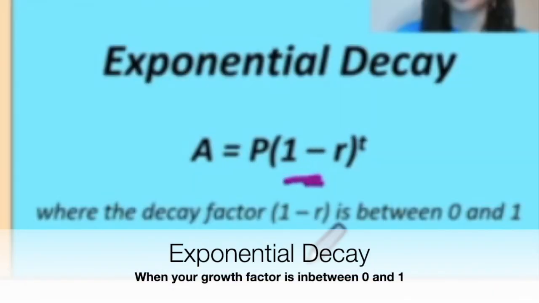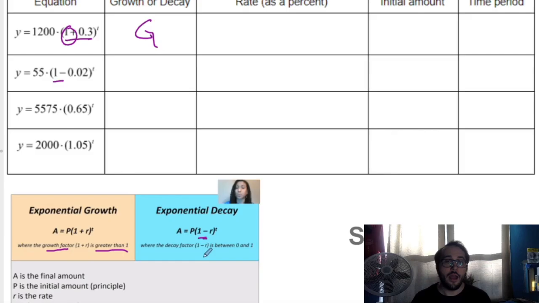Or another way you can do that is literally do 1 minus 0.02, and you will see that you'll have a number less than 1 but greater than 0. And according to the fact that you learned, that if your decay factor is between 0 and 1, well, it'll be exponential decay. So I'm going to put a D for decay. All right, so the next two look a little bit different, right? They already combined the 1 plus the rate, or the 1 minus the rate.